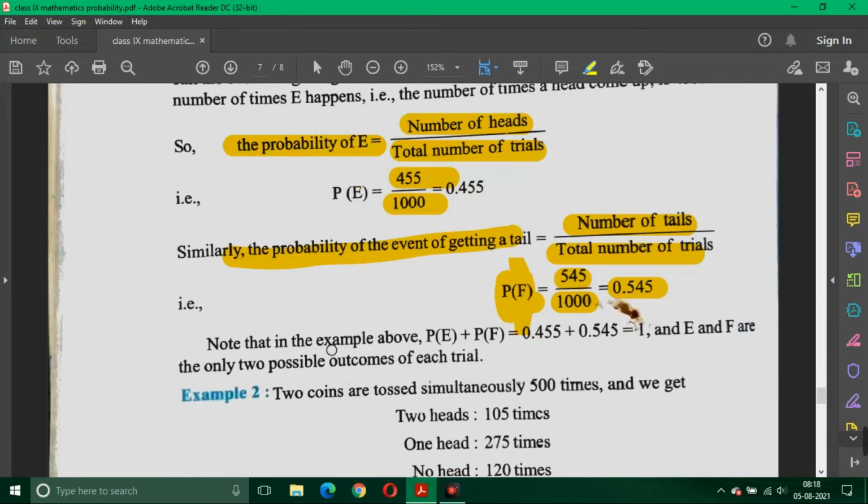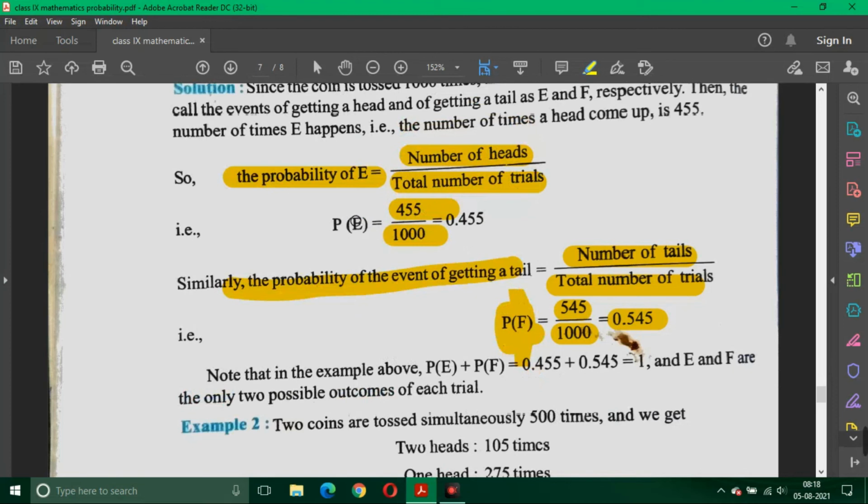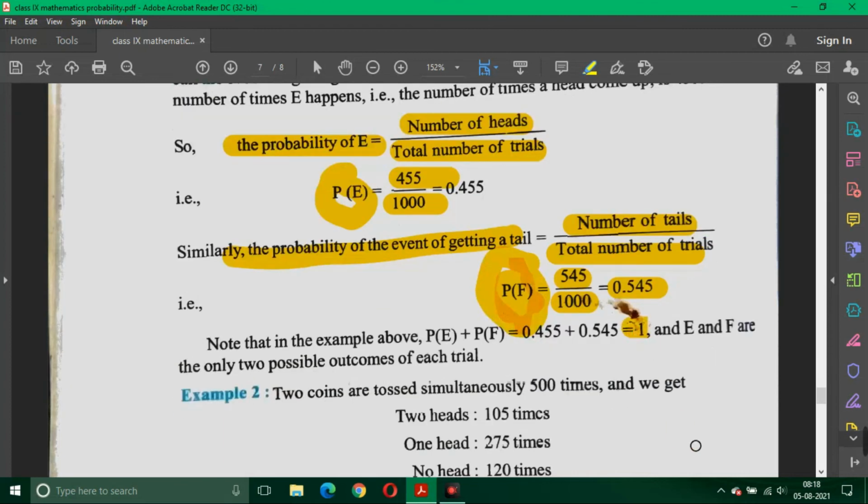So here you go. Now this is to be noted here that if we add the probability of getting a head and the probability of getting a tail, if we add these two, it will give us 1 as our answer.